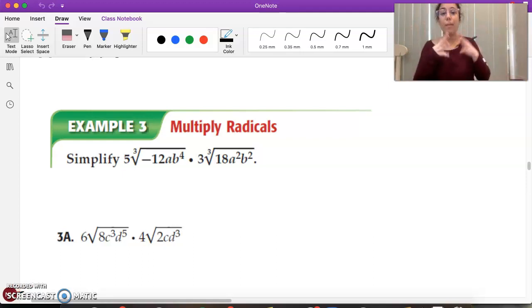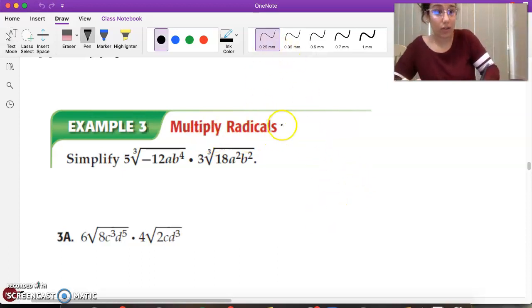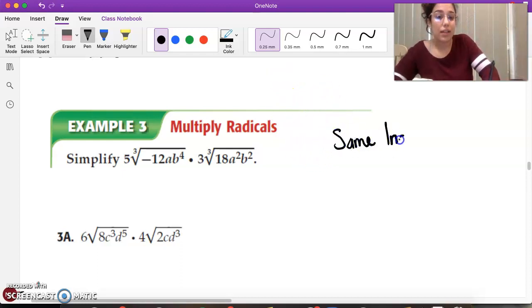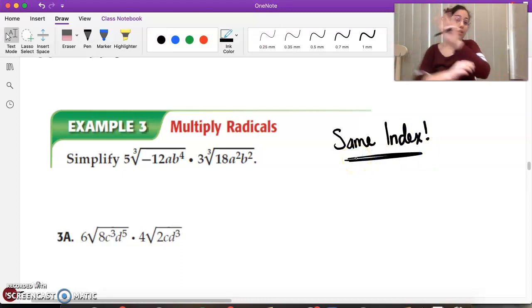Okay, so let's talk about multiplying radicals here. So we've already learned about adding and subtracting radicals and how they have to have the same radicand and the same index. When you are multiplying radicals, they do not have to have the same radicand, but they have to have the same index. If you are dealing with different types of roots, you cannot multiply them together. Period. You cannot do it.